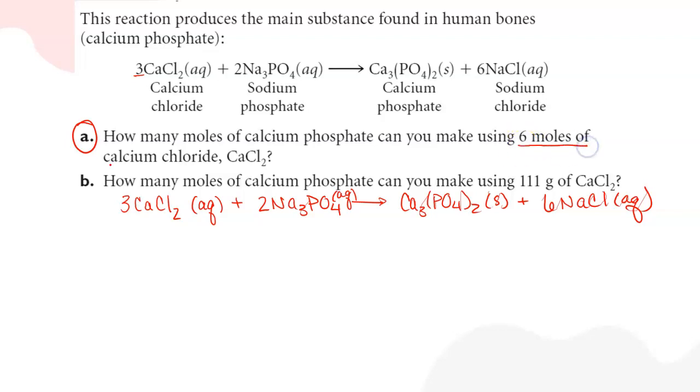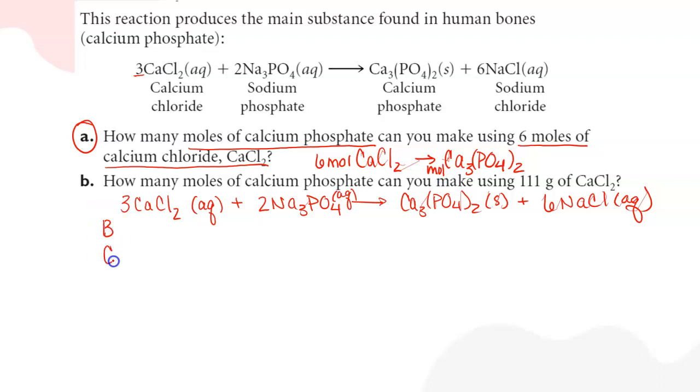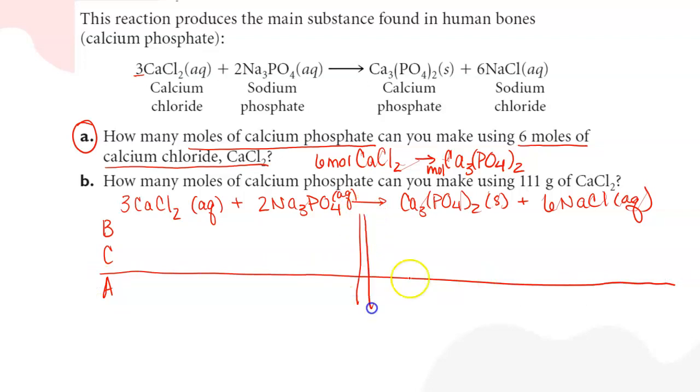Okay, so we have this equation, and we're going to set up our BCA table. We see we have 6 moles of calcium chloride, and we want to find the moles of calcium phosphate. So we are given 6 moles of calcium chloride. Okay, so we have this for our roadmap. Oops, I missed the units, moles. Because we're going moles to moles, all we have to do for this one is set up the BCA table.